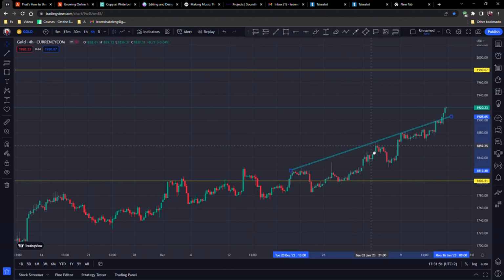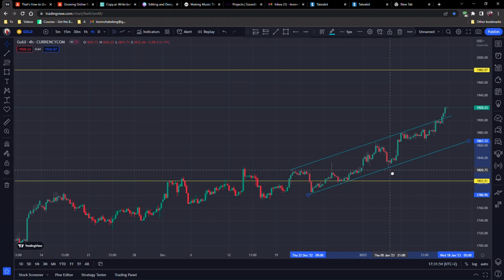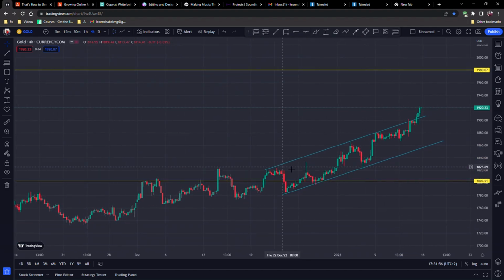We're looking to take that buy entry because you can see that we are at the top of that ascending, we are at the top of that bullish resistance area, right? Bullish resistance trend line.